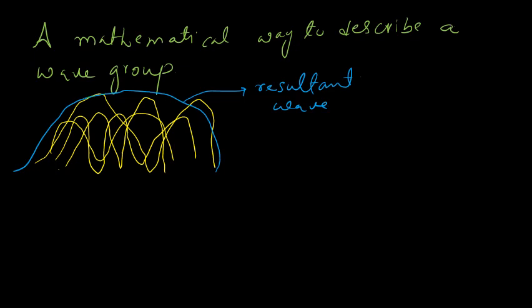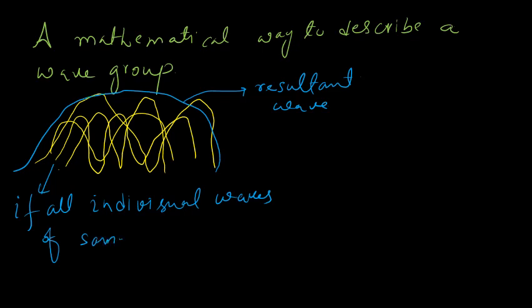So if all individual waves are of the same velocity vp, that is, of the same phase velocity, then the group of waves will also move with the phase velocity. The velocity of the group of waves in this case will be the phase velocity.